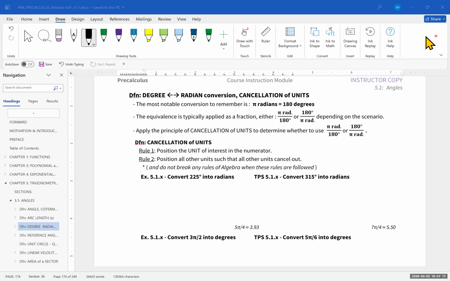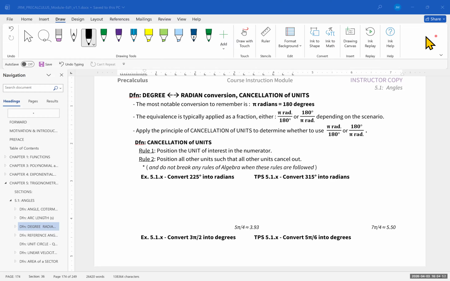All right, so you've learned about degrees and you've learned about radians. Both of them are equal measures of measuring rotational measure. So how do we convert between degrees and radians? That's what we're going to look at here in this section.